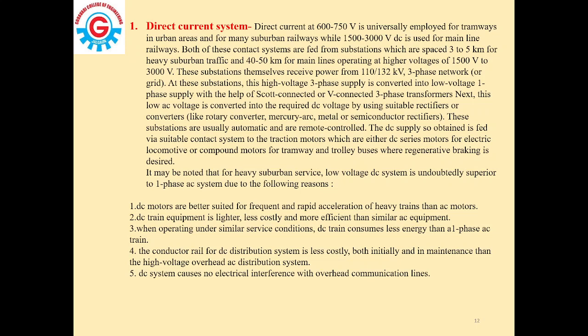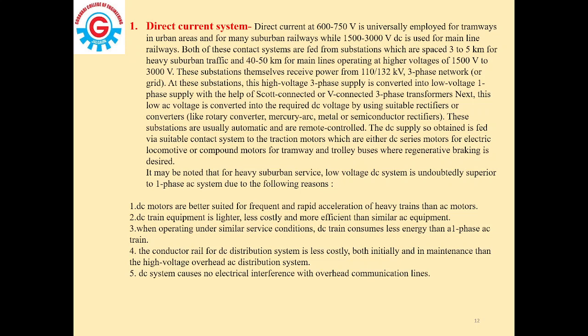These substations themselves receive power from a 110 to 132 kV 3-phase network. At the substation, this high voltage 3-phase supply is converted into low voltage single phase supply with the help of a spot connection or V connection by a 3-phase transformer. Next, this low AC voltage is converted into the required DC voltage by using suitable rectifiers or converters. Different converter systems are used.